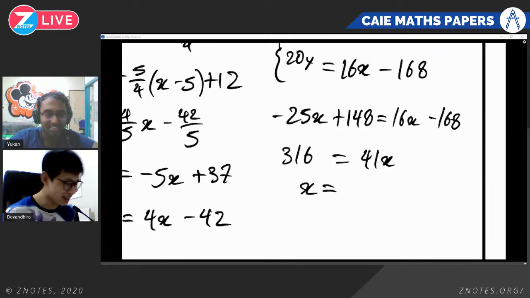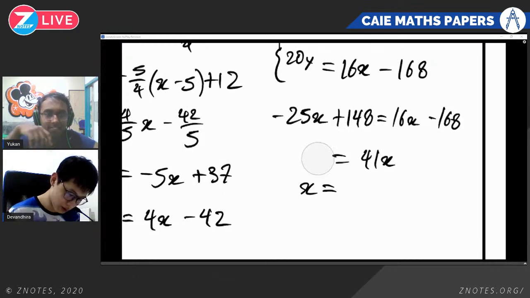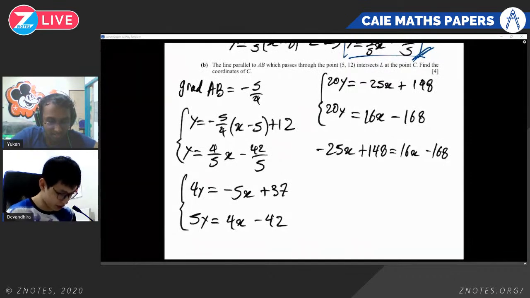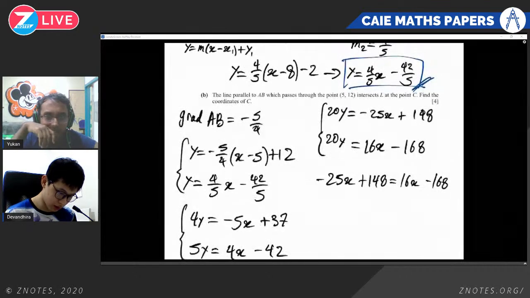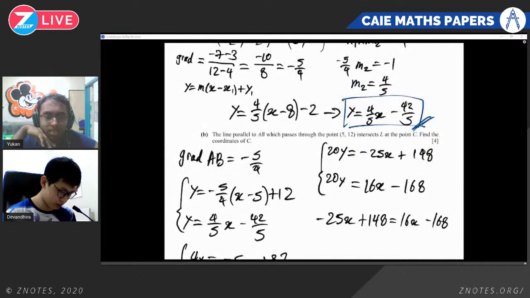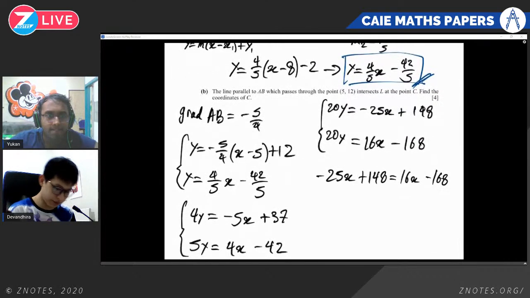Well, what's wrong? They don't divide. Where did we go wrong? I'm not sure. Let me check again. Okay, no, 185 is correct, but that's not. Did we go wrong in the first one? Okay, no, the first one is right. Oh, okay.